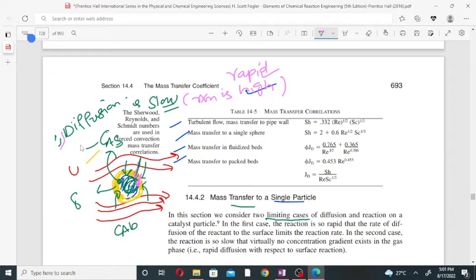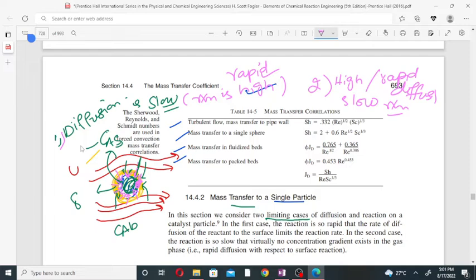The second case is opposite. In the second case diffusion is very high. Diffusion of component A through the hydrodynamic boundary layer is very high, so large or rapid diffusion, and the reaction at the surface of the catalyst particle is very slow.